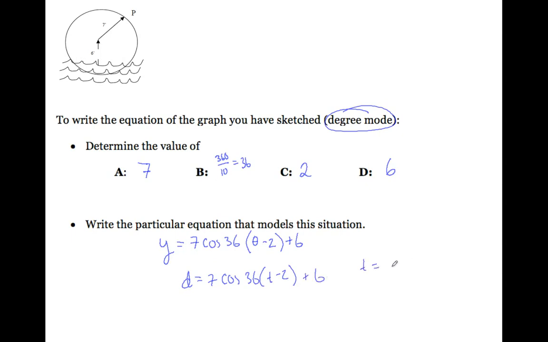Because t represents the seconds on the stopwatch. And d is the feet above water. So make sure you've got this equation down. So we're going to do some more work with it. We're going to answer some fun questions about this particular water wheel. So again, I'm going to take a picture of it, either have it written down or take a picture of it.